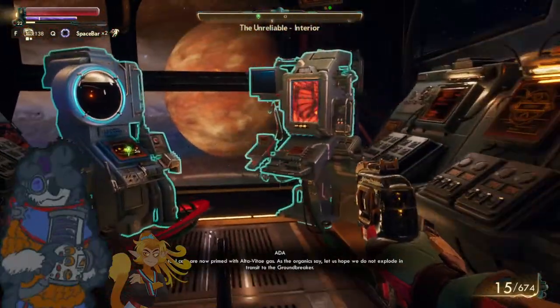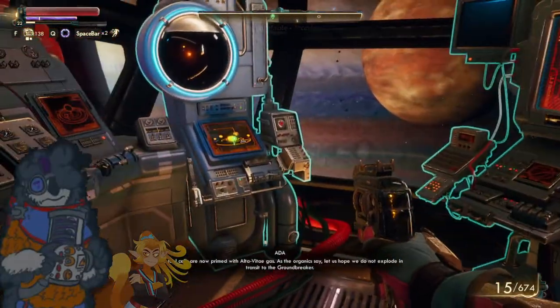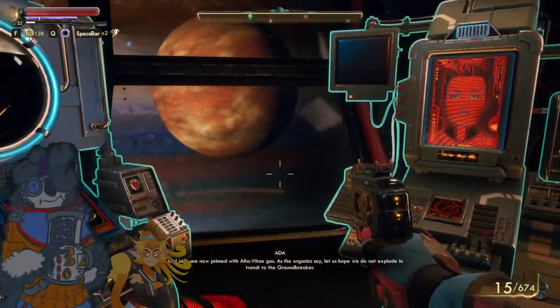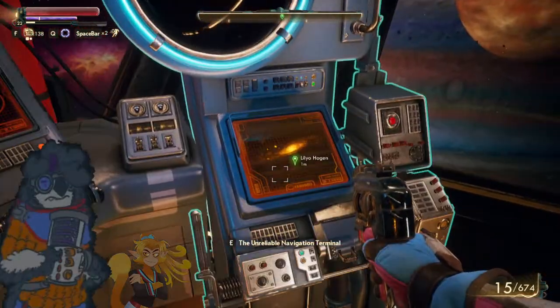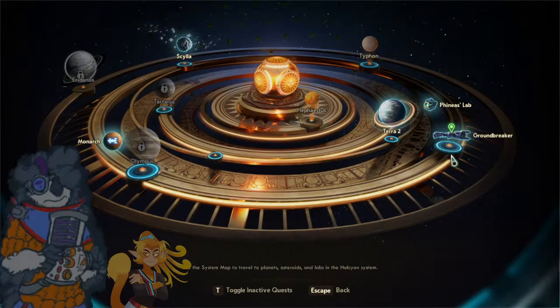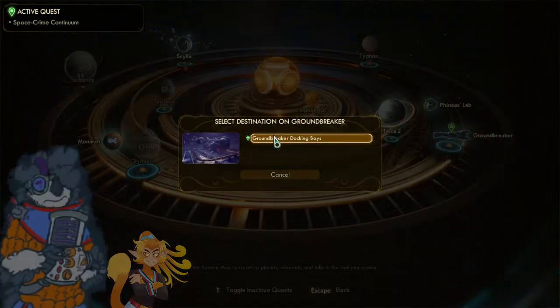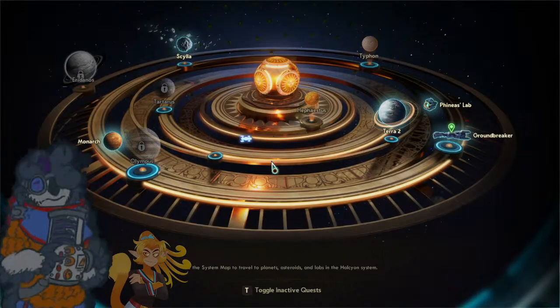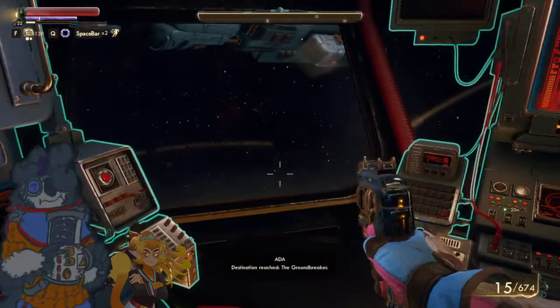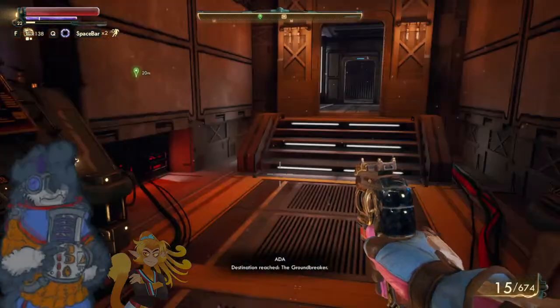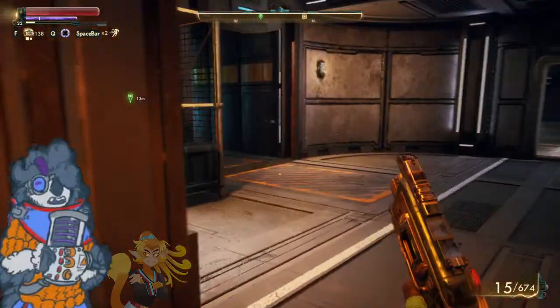Our fuel cells are now primed with Alta Vitae gas. As the organics say, let us hope we do not explode in transit to the groundbreaker. Okay. Destination reached. The groundbreaker. We didn't die. Hallelujah.